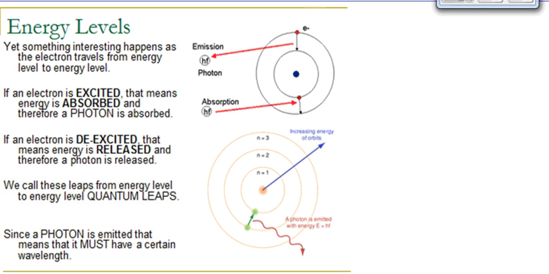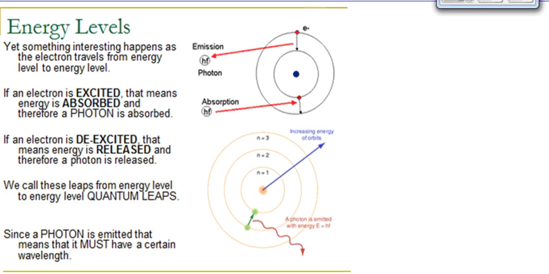Now this photon, this light, is emitted. How much energy it has determines what kind of emission we're talking about. A very low energy photon emission would be radio. A very, very high energy emission would be gamma. So the bigger the jump, the more energy needs to either be absorbed or released.